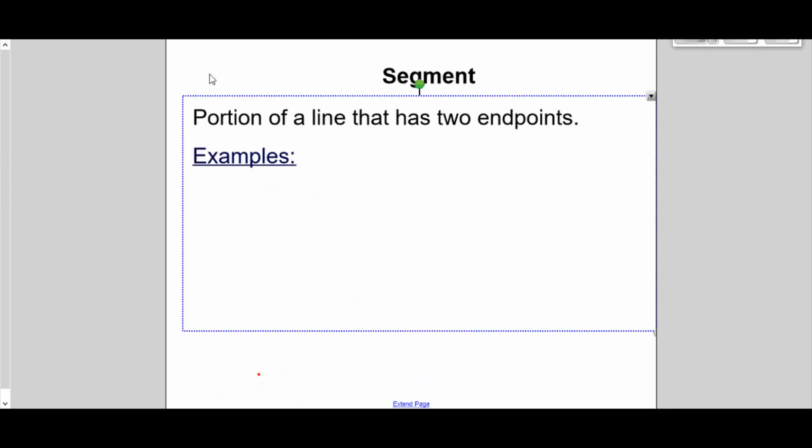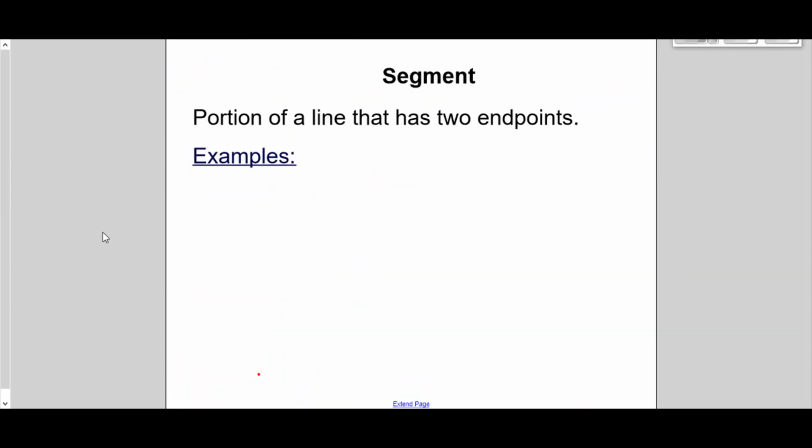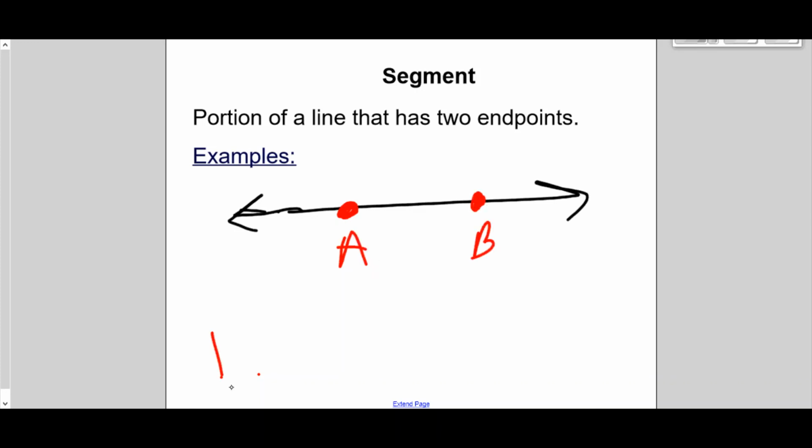The last vocabulary term is a segment. A segment is a portion of the line that has two endpoints. So here's an example. So here's a line. And we could call this A and this B. So we could name this segment AB. Notice when we're naming a segment, we don't put arrows over the AB, we just call it AB. So this is the segment AB. So this is one example.